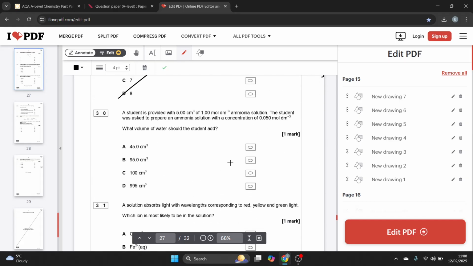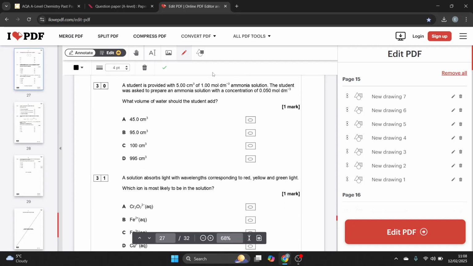Question 30, a student is provided with this much of this. The student was asked to prepare an ammonia solution with a concentration of that. What volume should the student add? So first thing I do, 1 divided by 0.050. What's the concentration factor? Times it by 20, right? Because if I do 1 divided by 0.050, that's what happens. And if I do 5 times by 20, I get 100 centimeters cubed. But that doesn't mean I'm adding 100 centimeters cubed. And initially, I've got 5 centimeters cubed, so therefore I just need to add 95 centimeters cubed.